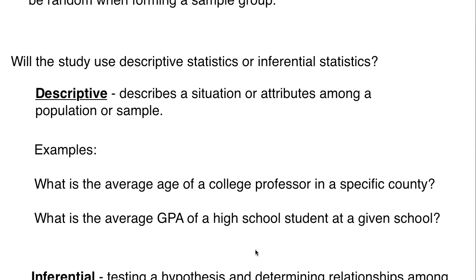What they are not doing, what inferential is going to do, is trying to compare two groups to one another to see if there is a difference, right? So it is very different to say, what is the average age of a college professor in a specific county, versus saying, is the average age of a college professor older or greater in county X versus county Y, right? Those are two very different things. One is just describing that specific age for that group in that county, and the other is trying to see if there's a difference between one county and the other regarding the ages. You can make the same argument with the GPA.